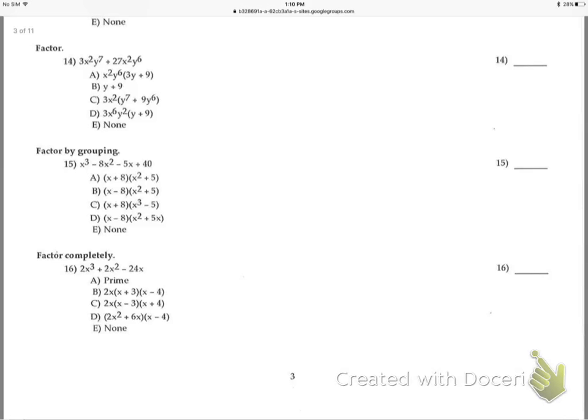All right. Got 10 problems left. We're about on track. About a problem every 2 minutes here. So we got 3x squared y to the 7th plus 27x squared y to the 6th. Yeah, you're supposed to factor.